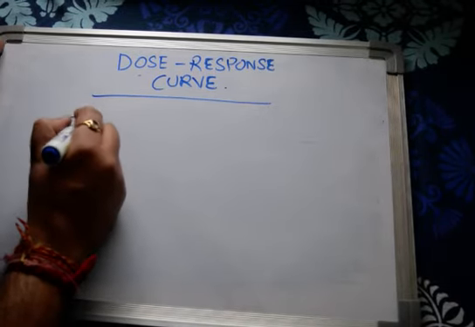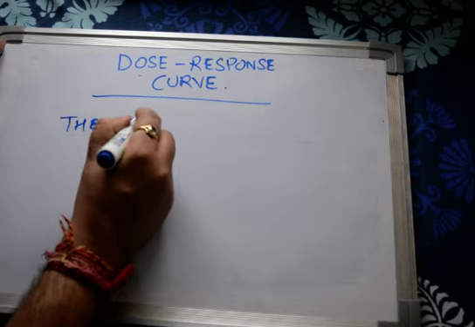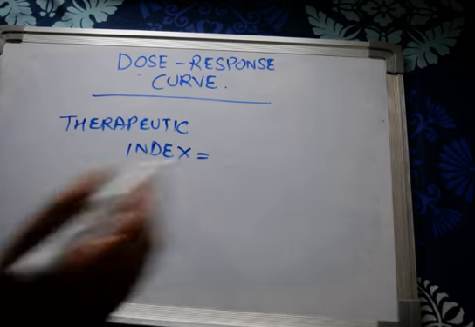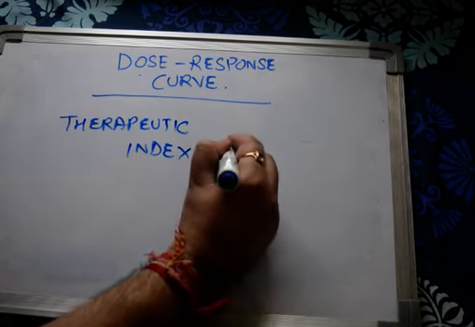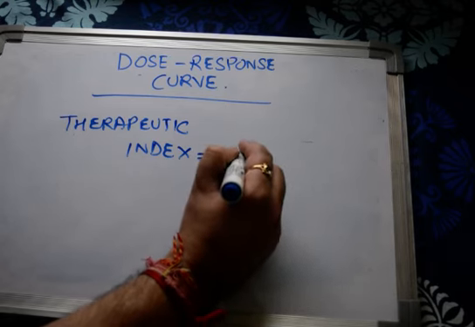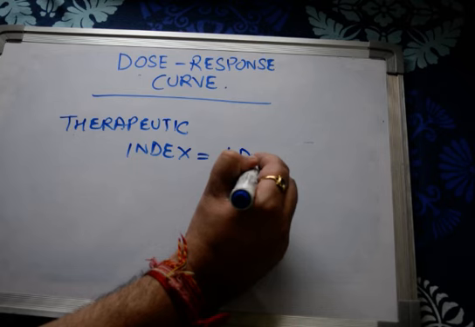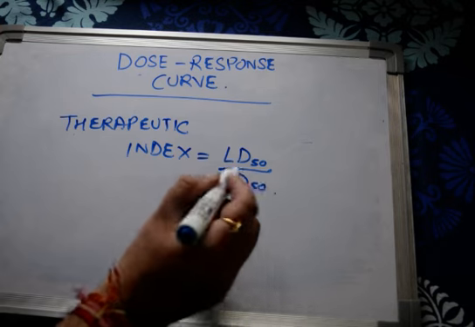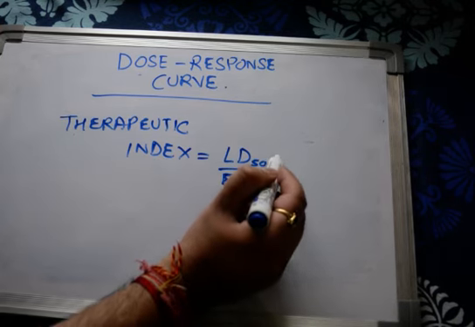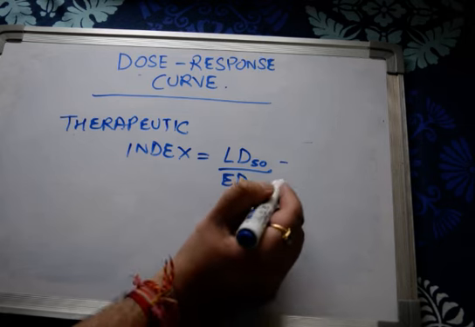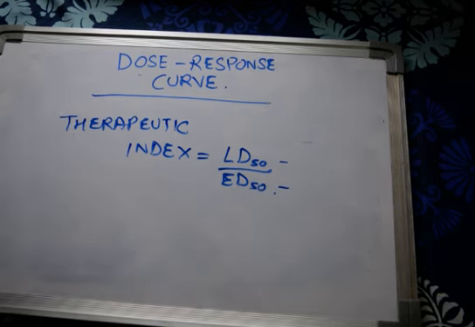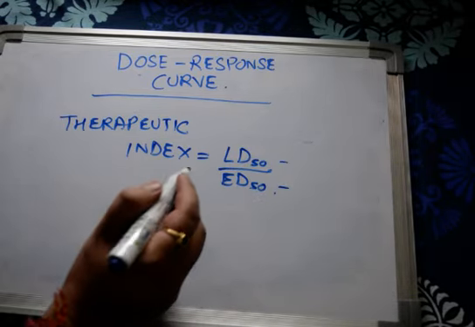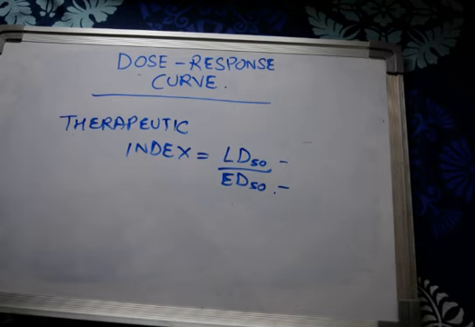So there is a term called therapeutic index. This is actually a ratio of the lethal dose LD50 divided by the ED50, means the dose which is lethal in 50% of the individuals divided by the dose which is effective in 50% of the individuals. The ratio of these two, or the division of these two, would be called as the therapeutic index.